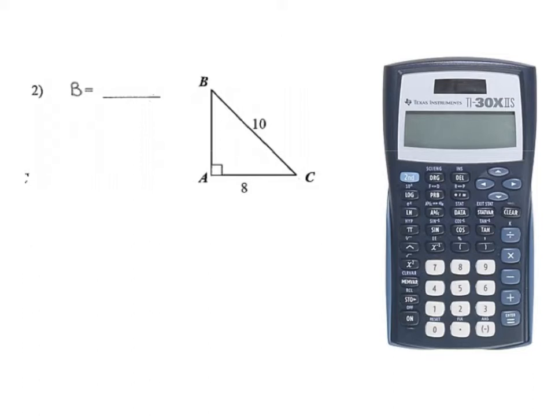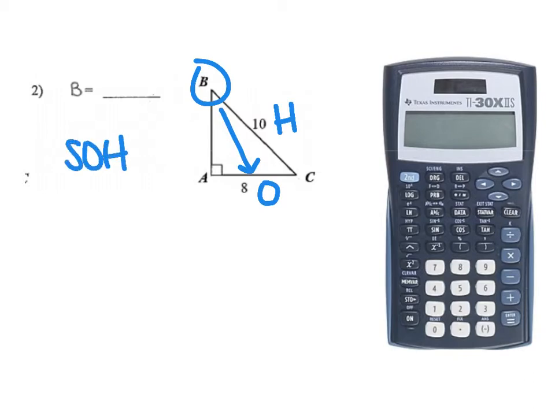Alright, example 2. We are solving for angle B. Across from angle B is 8, that would be opposite, and 10 is across from the right angle, so that would be the hypotenuse. So we are going to be using sine again, for opposite and hypotenuse. So sine of B is what's missing, we don't know what that is, opposite, which is 8, over hypotenuse, which is 10.